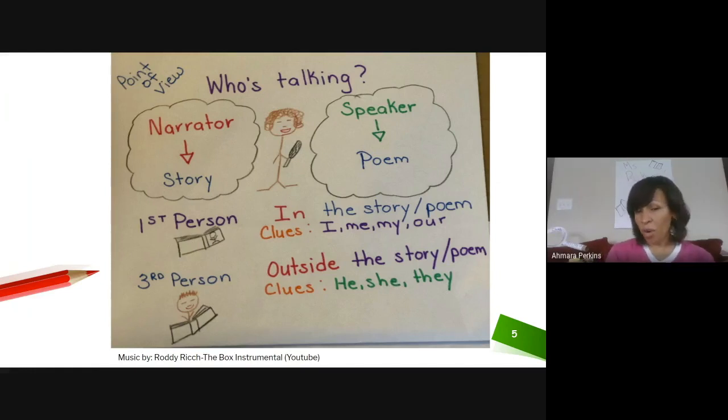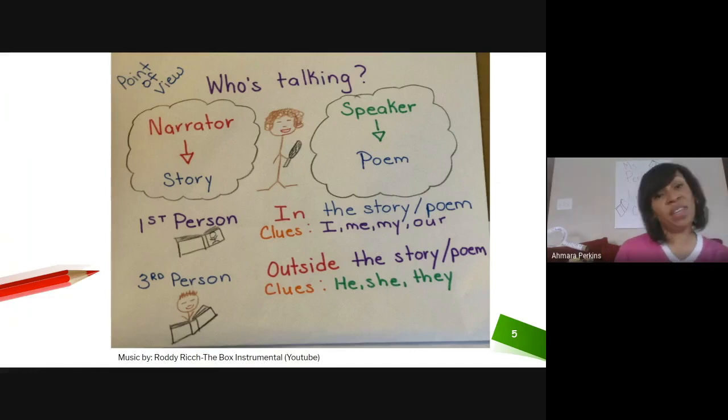When you think of third person point of view, I want you to think of a character, or not a character, but a person outside of the text. So outside of the story, outside of the poem, that's telling a story about someone else. Okay, so they're using pronoun clues such as he, she, or they.